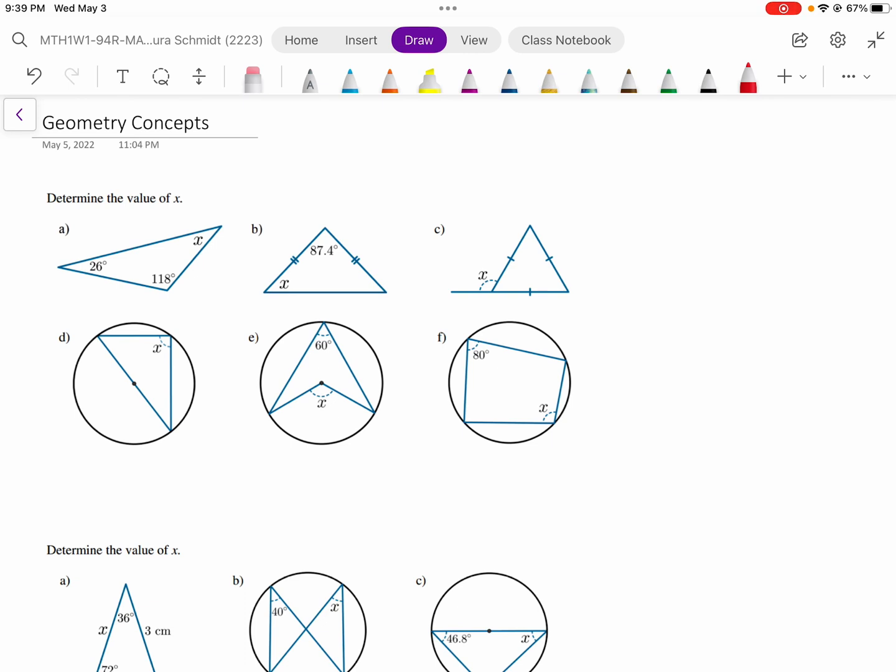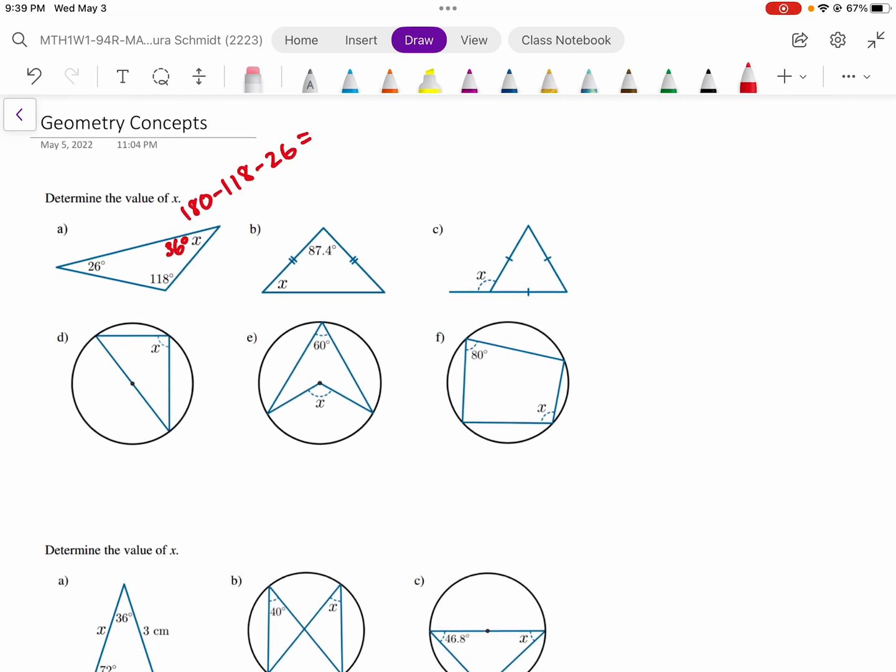Okay, question A. Triangles add to 180, so we just have to subtract everything from 180 and we will get 36 degrees. So all I did was 180 minus 118 minus 26 equals 36.